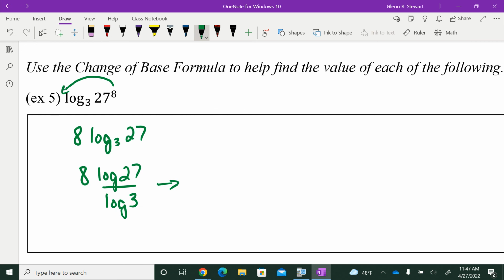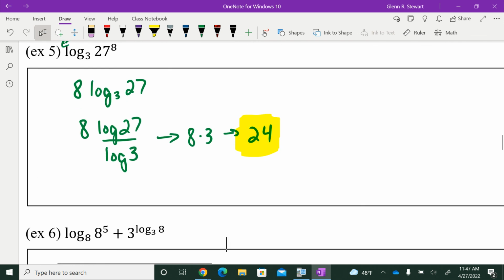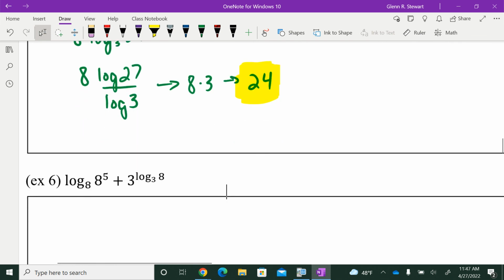So your answer here would really be 8 times 3, which is 24. Once you plug it into your calculator, the log base disappears. It just becomes whatever that number is. If you plugged it into your calculator completely, you automatically would have gotten 24. If you didn't and you just plugged in log 27 over log 3, you just would have gotten 3 to multiply by the 8. Any questions at all so far?